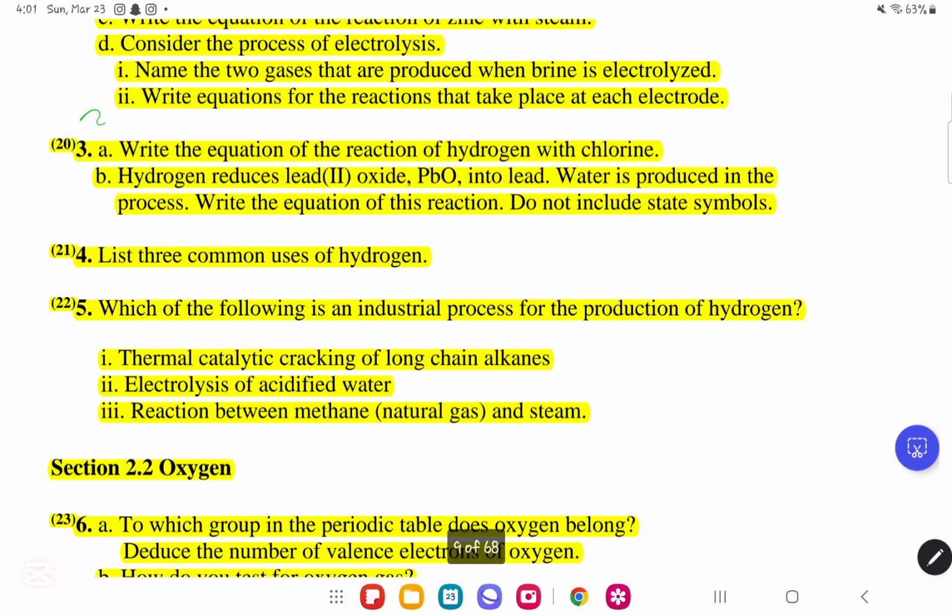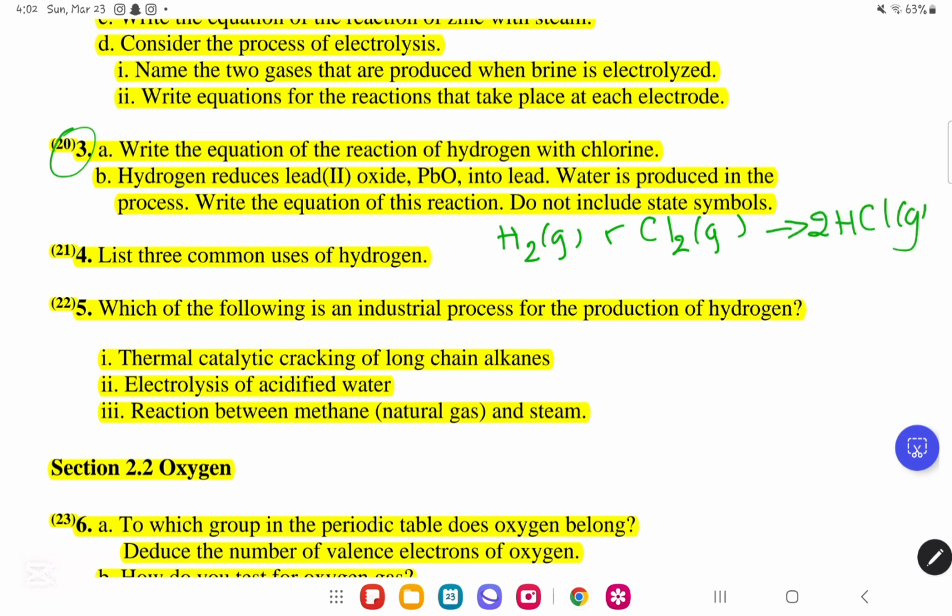For question number 3, they say write the equation of the reaction of hydrogen with chlorine. Now hydrogen, usually it's H2 gas. Okay, it is going to react with chlorine, which is also a gas, and it will form 2HCl gas. HCl is an acid, but because two gases mixed together, they will form a gas.